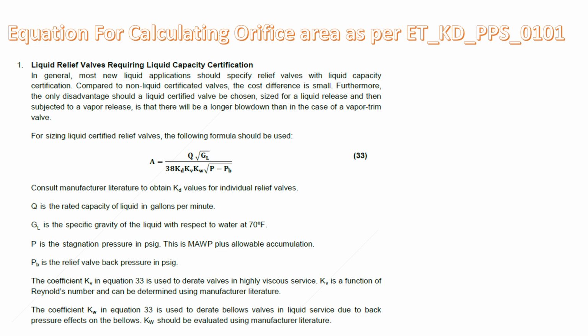Okay, with the help of this equation we will get the area required of the orifice, and based on that we have different types of orifices that we technically call a designation type, like D, E, F, G, H, J. And for a particular designation of orifice there is a certain orifice area as per the standards of safety valve sizing.